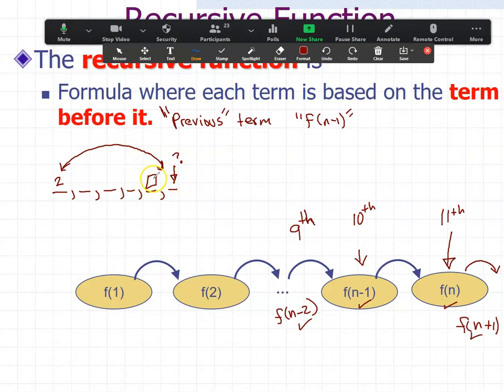Recursive, you need the one before. Under explicit, you don't. Under explicit, if I ask you, can you find this term here? You could find it right away. Well, we'll look at an example in a few minutes. We'll look at an example right here.